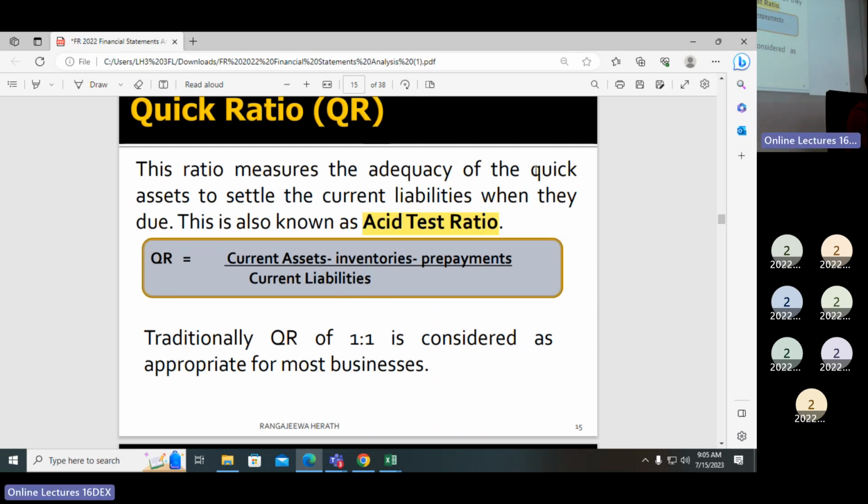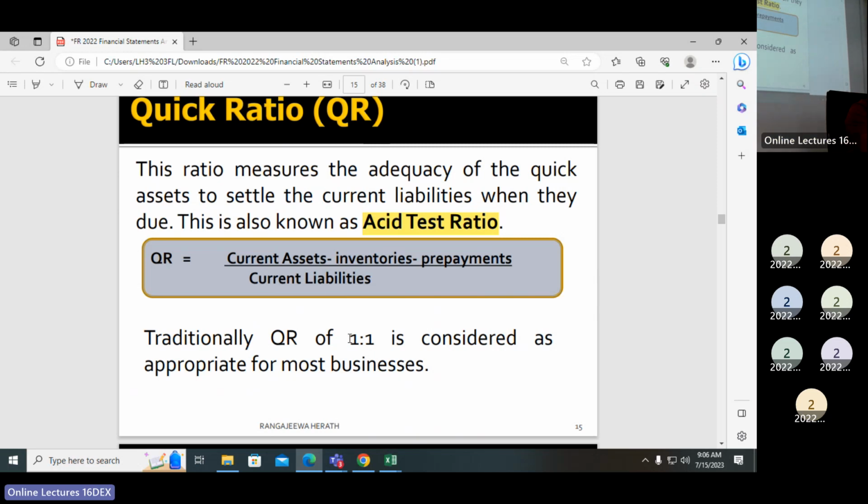ඒකත් අර ඉන්ඩස්ට්‍රි අනුව වෙනස් වෙන්න පුළුවන්. උදාහරණයකට දැන් සුපර් මාකට් වල කරන්ට් රේෂියෝ 1 නම් ක්වික් රේෂියෝ 0.4 වගේ වෙන්න පුළුවන්. මොකද ඒගොල්ලන් ඉන්වෙන්ටරි කියන එක fast moving. ලොකු ස්ටොක් එකක් ඉන්වෙන්ටරි තියෙනවා. ඉන්වෙන්ටරි අයින් කරා ක්වික් රේෂියෝ එක අඩු වෙනවා.